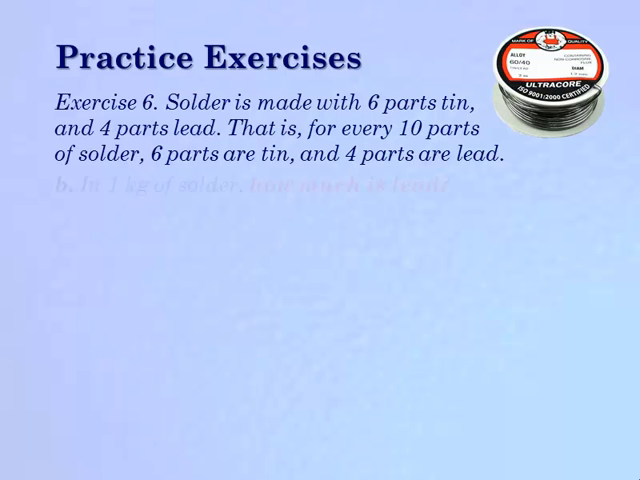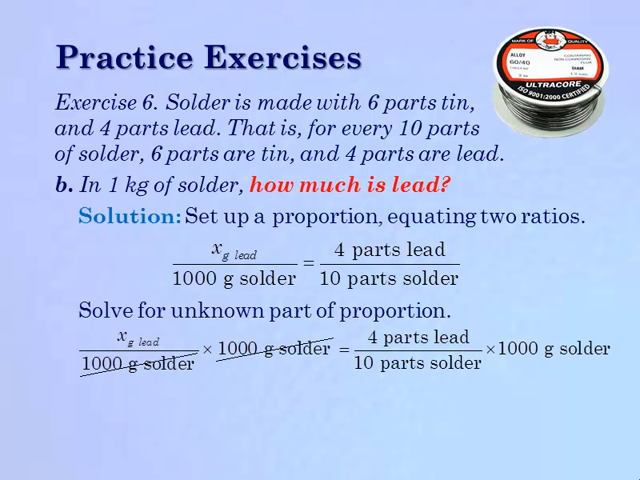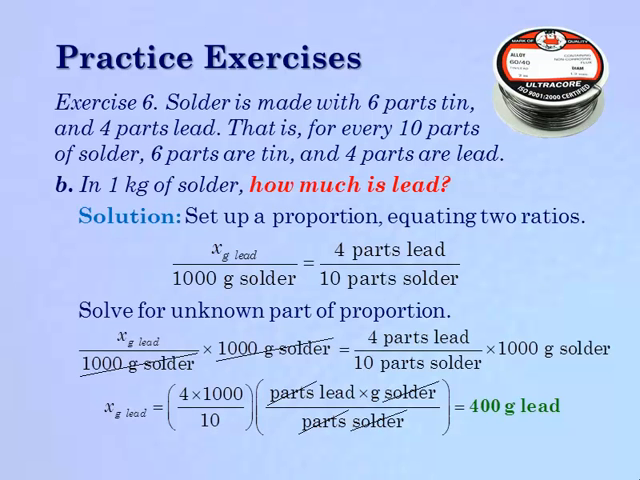And of course, you'll know that the next question will be how much of it is lead. So we'll set up again our proportion equating 2 ratios as before. This time, the grams x will represent the number of grams lead in 1,000 grams, and 4 parts lead to 10 parts solder is the ratio that we'll equate to. So we'll solve for the unknown part of the proportion by multiplying both sides by 1,000, and we'll be left with this value. And 4 times 1,000 divided by 10 with the units canceling again, and this time we'll have 400 grams of lead out of 1,000.